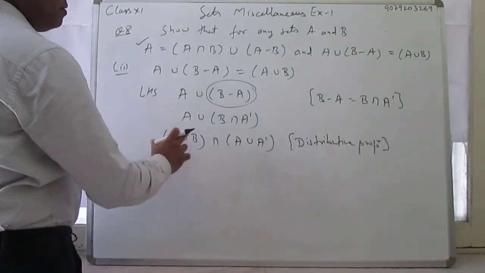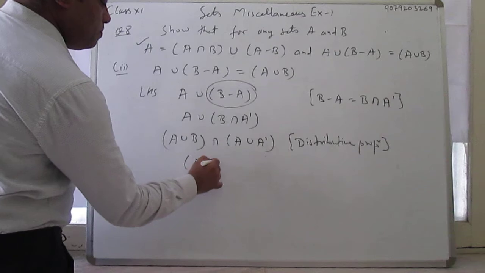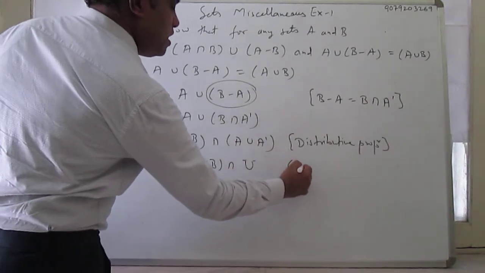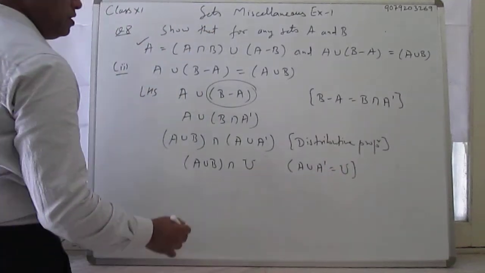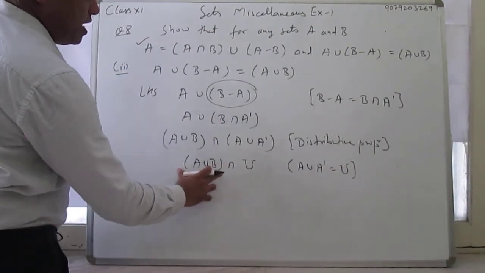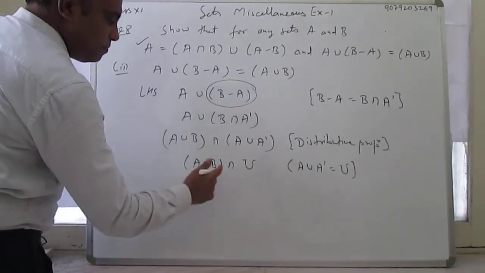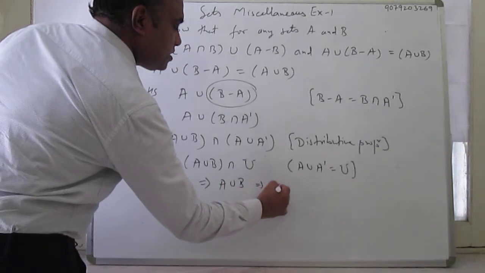Now A union A complement is the universal set. So in (A union B) intersection (A union A complement), instead of this you can write universal. A union A complement is the universal set. So (A union B) intersection universal, what will come? All the elements of A union B will be in the universal set. So this implies A union B is equal to the right hand side.